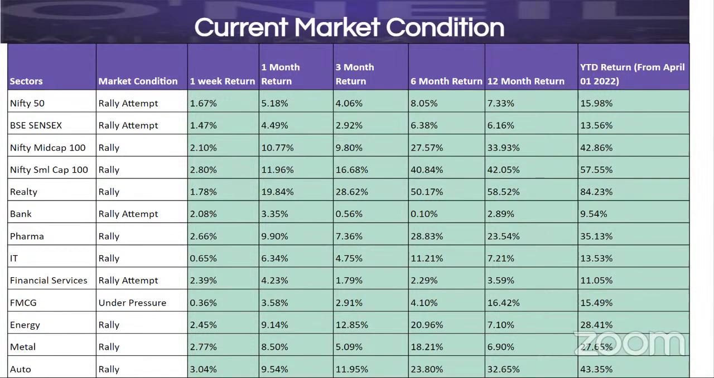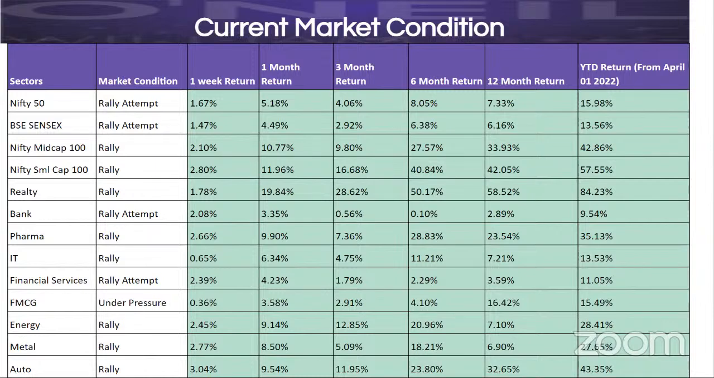If I talk about the performance of indices, obviously the Realty index, in terms of percentage gain in the last 12 months, is a clear-cut outperformer, followed by Midcap 100, then Smallcap 100. All these indices are really doing good, apart from Auto. And if you are connected with us for a long duration, maybe 3-4 years, we are consistently updating the market scenario via this Bazaar Pe Charcha and then Stock Darbar.